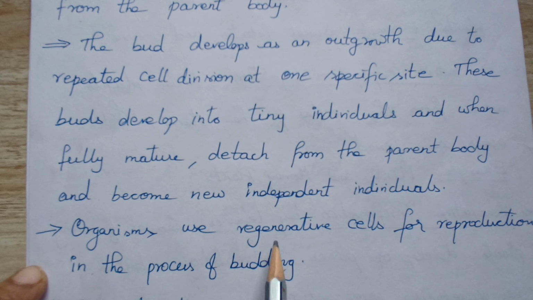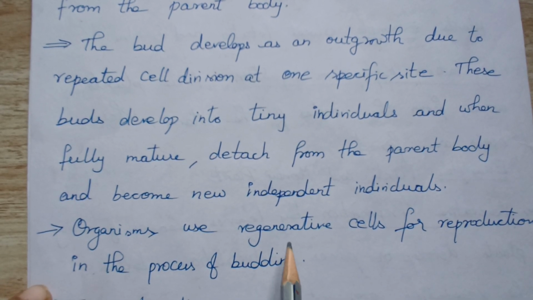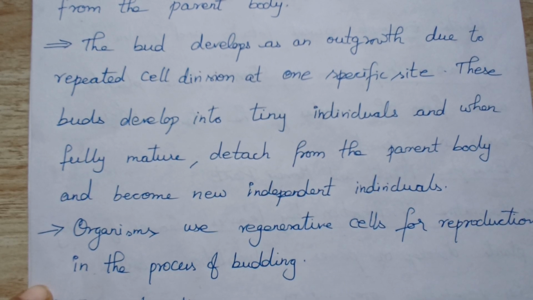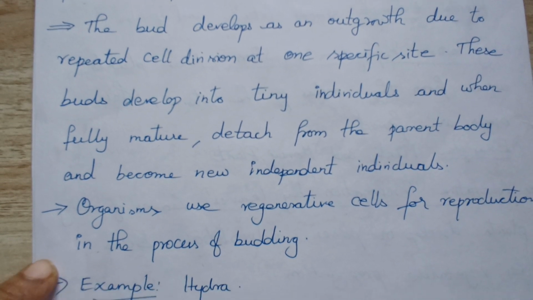The organism uses regenerative cells for reproduction in the process of budding. What is meant by regenerative cells? They produce a large number of cells and undergo some changes and produce all types of cells, right? That is needed for a separate individual, right? So the example is hydra.